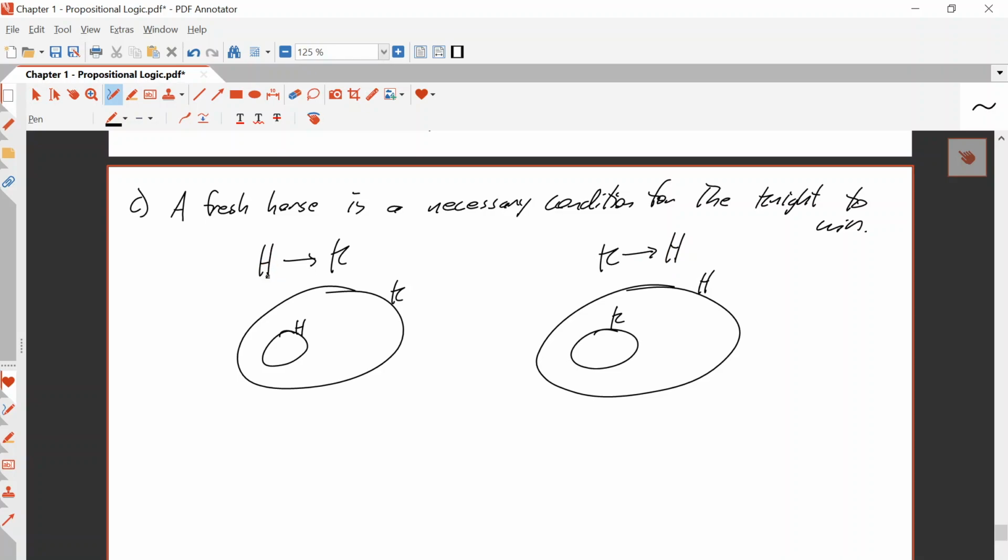So a fresh horse is necessary. In other words, if you don't have a fresh horse, you ain't going to win. So this is no good. Right? This is the knight winning with a tired horse. All right, fresh horse is necessary. So the knight can't win without a fresh horse. So this one is incorrect. All right? So K implies H. Knight wins implies fresh horse.